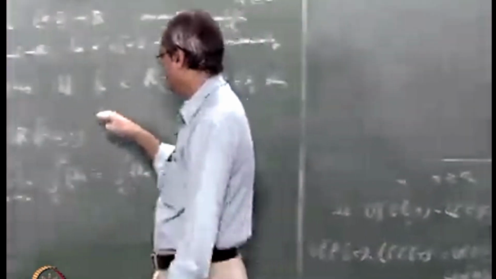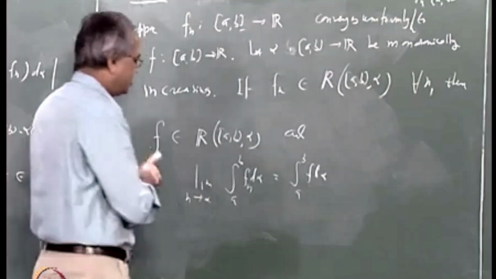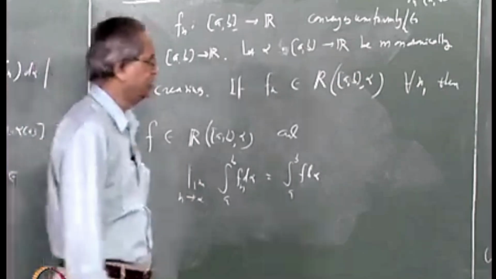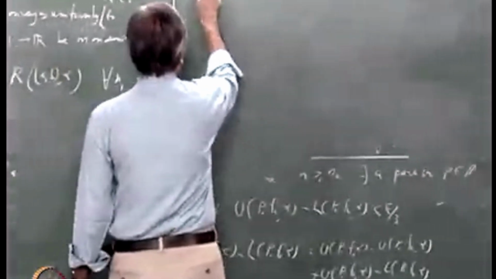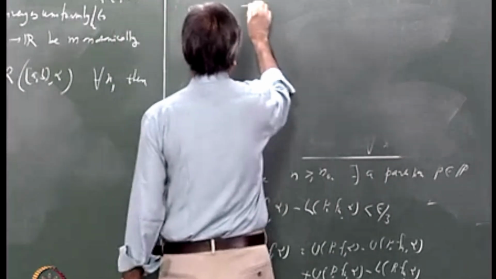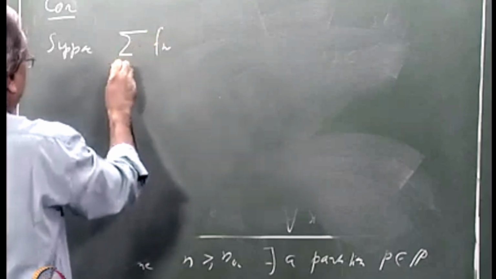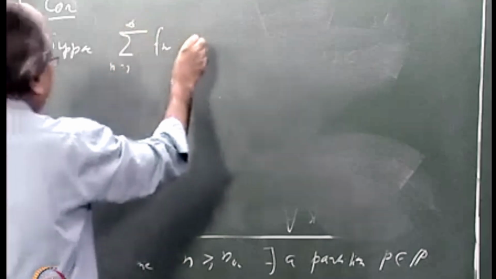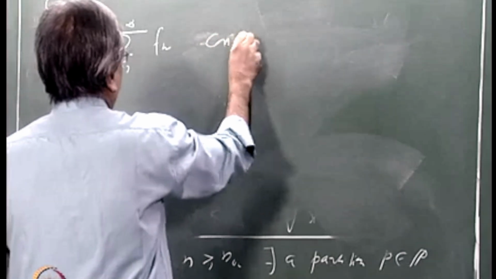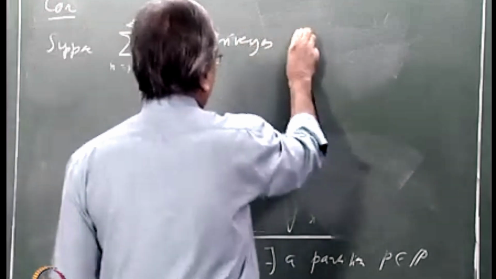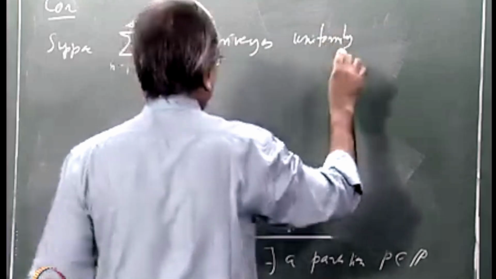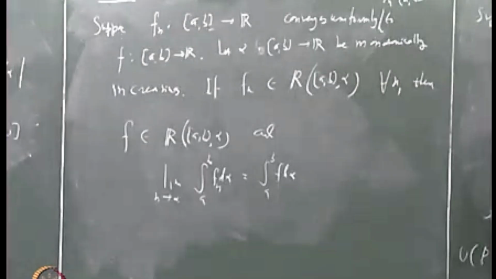Now let us write an implication of this for series, because that is something that is more useful in practice and that is what you require very often, okay. And what is that? Suppose sigma fn, n going from 1 to infinity, is uniformly convergent. Let us say this converges uniformly, since we have used f already, we will use something else, let us say to some function g.